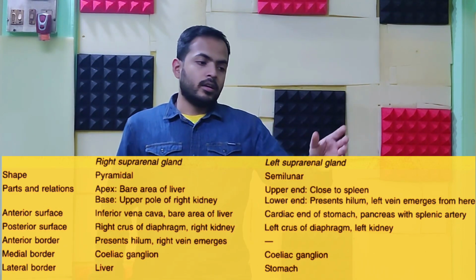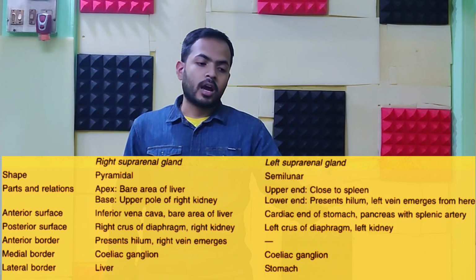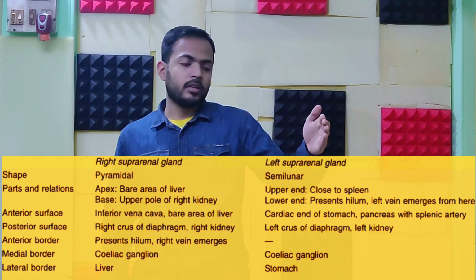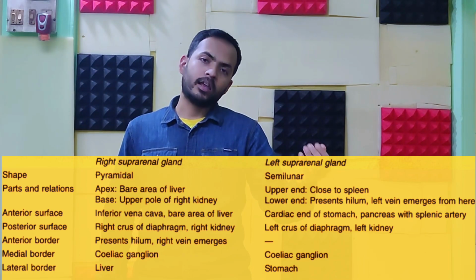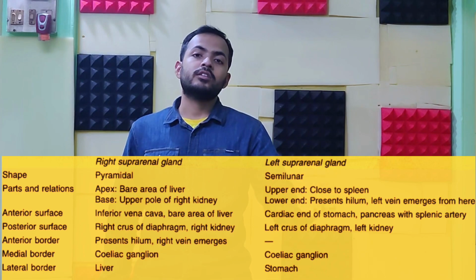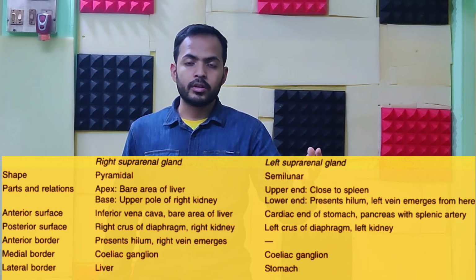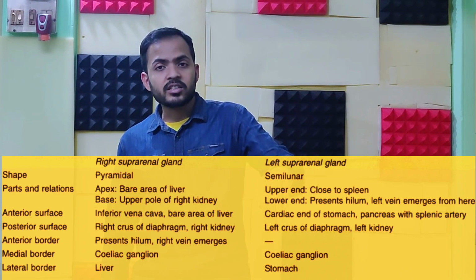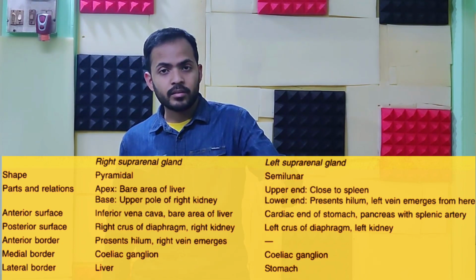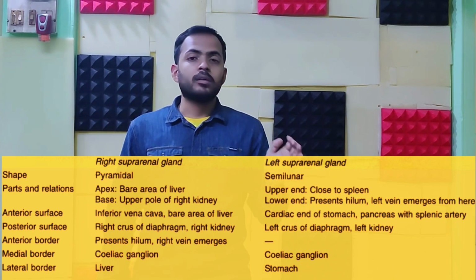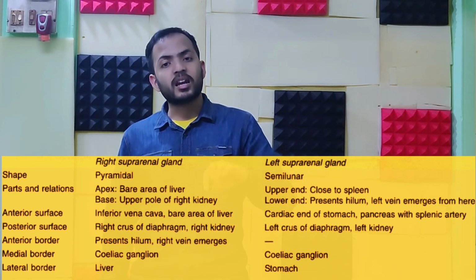In the left suprarenal gland, the upper end is related closely to the spleen, and the lower end has the hilum, again the entry and exit point of the vessels and nerves. The anterior surface is related with the cardiac end of the stomach, pancreas, and the splenic artery. The posterior surface is related with the left crus of the diaphragm and the left kidney, and the medial border is related with the celiac ganglion.